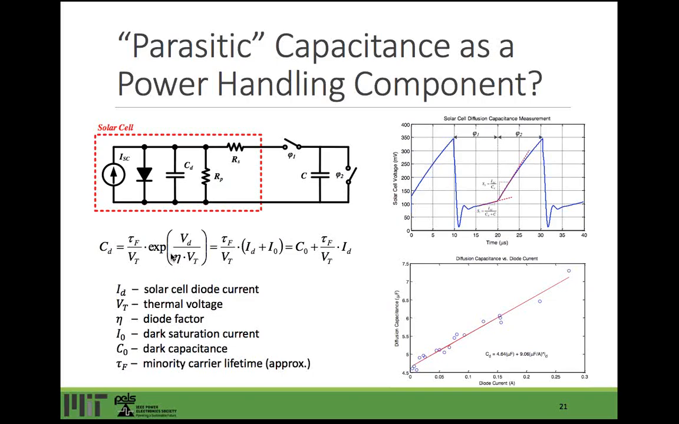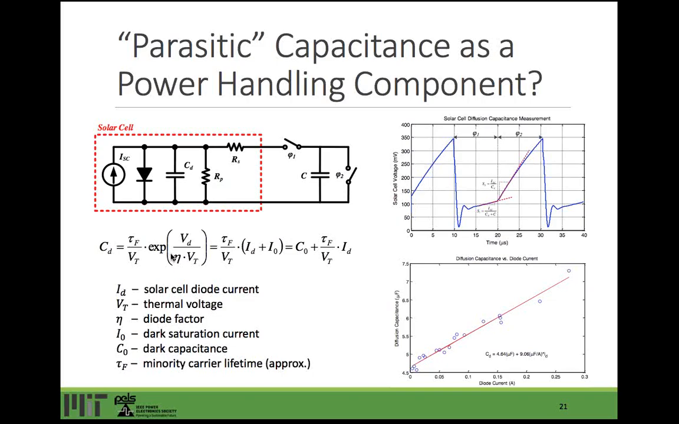And on the top right, we have an example transient waveform of our measurement with the slopes and different phases labeled. And on the bottom right, we have the derived capacitance value versus the current plotted to show that it's actually a linear relationship.